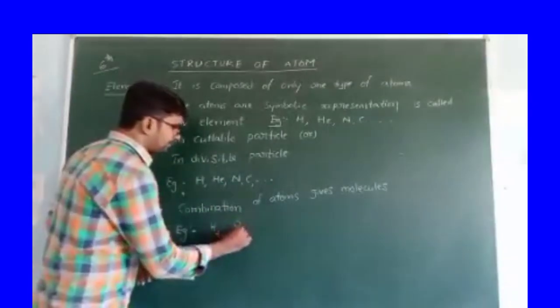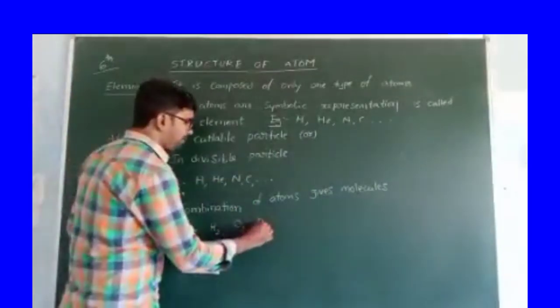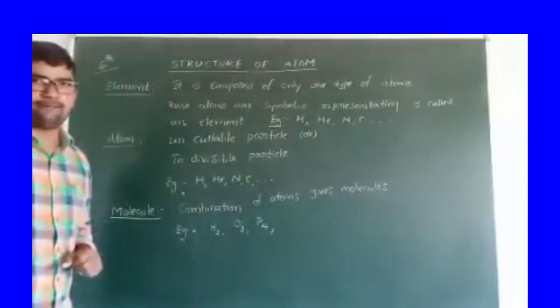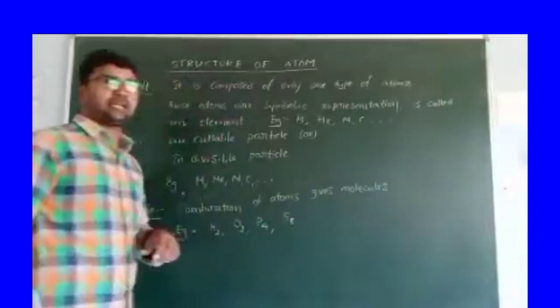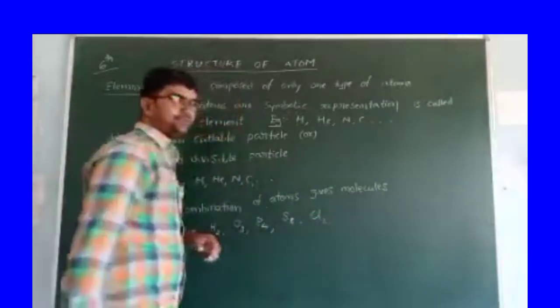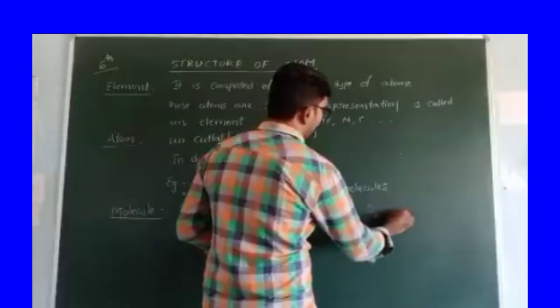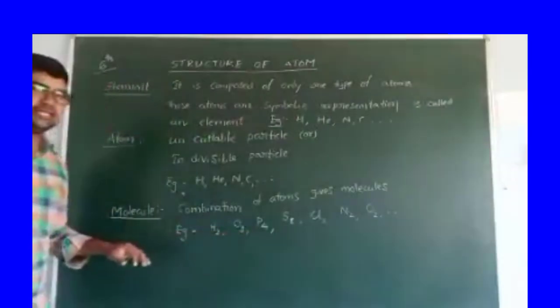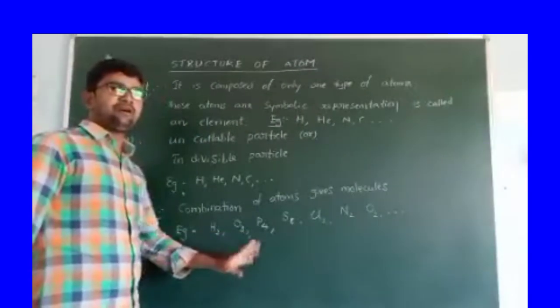O3: three oxygen atoms are combined. P4: four phosphorus atoms are combined and form a molecule. S8: eight sulfur atoms are combined. Cl2: two chlorine atoms are combined to form a chlorine molecule. N2: two nitrogen atoms are combined to form a nitrogen molecule. And O2. We can write so many examples.